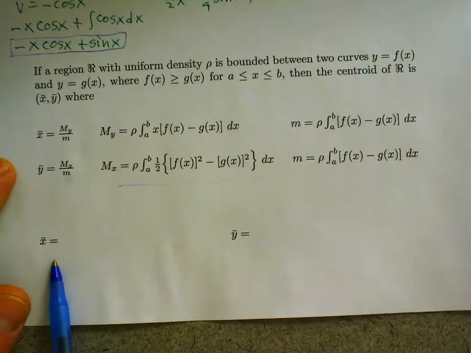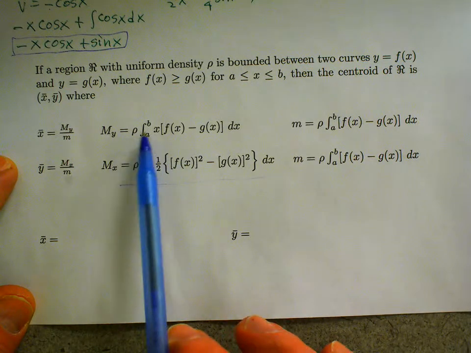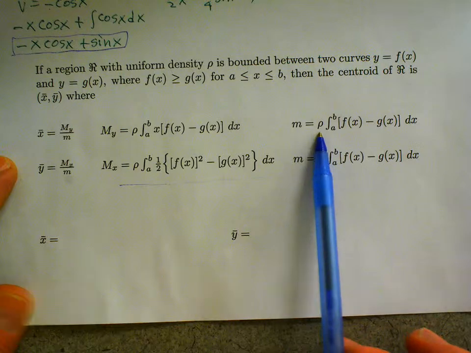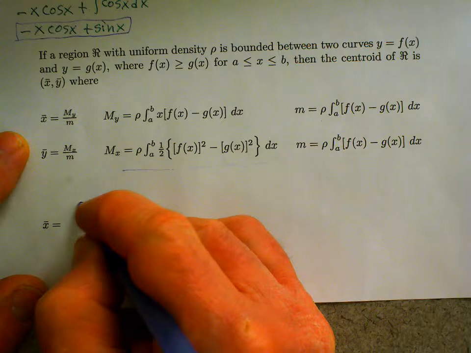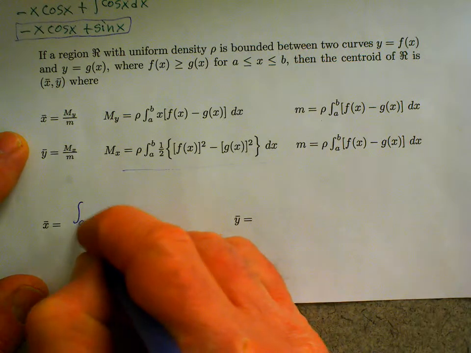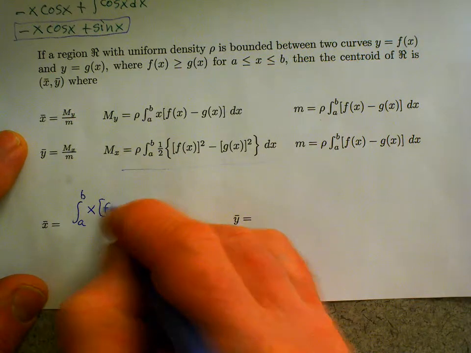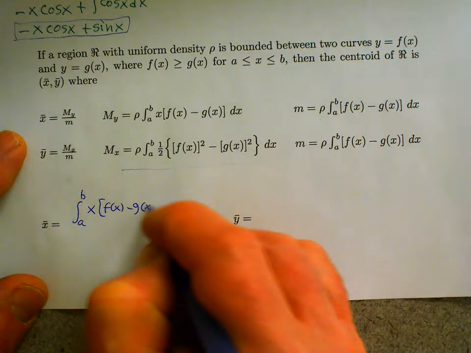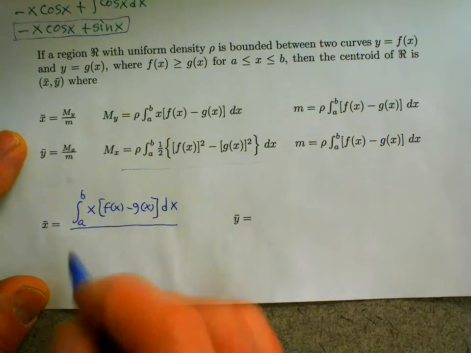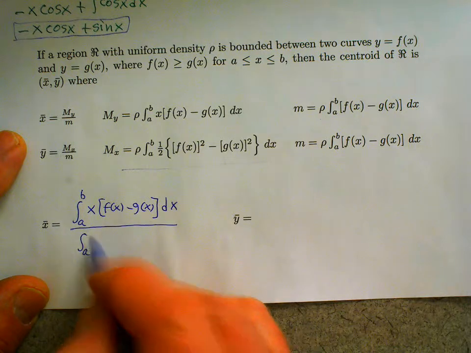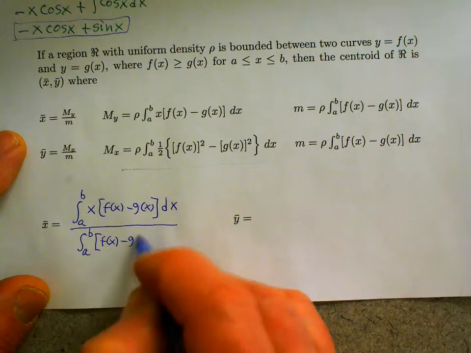And then the centroid x bar, we can cancel the rho constants. So just for practice, the numerator is the definite integral from x equals a to b of x times the quantity f of x minus g of x dx, divided by the definite integral from a to b of f of x minus g of x.